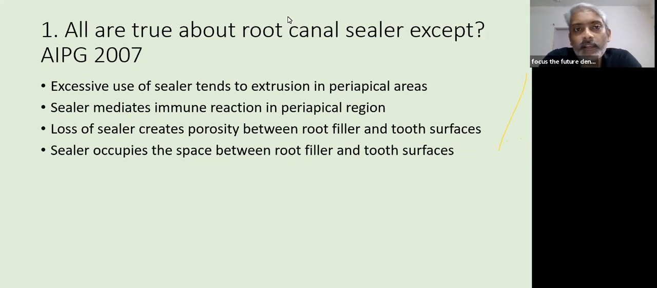MCQ questions may come like that also. Loss of sealer creates porosity. Yes, loss of sealer creates porosity. The sealer should be dimensionally stable. It should not create porosities between the root filler and tooth surfaces. It is true. But again, the question is not that. The question is which is wrong. Sealer occupies the space between root filler and tooth surface. Again, that is true. So now you can be sure that B is the answer.